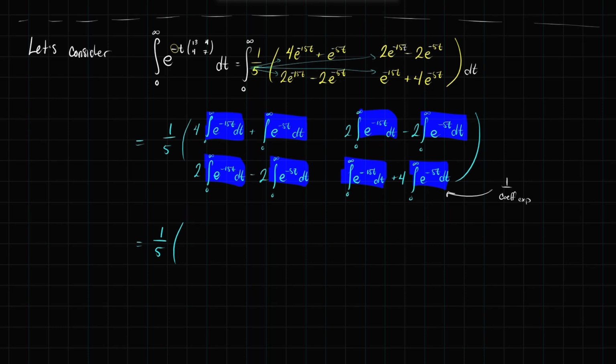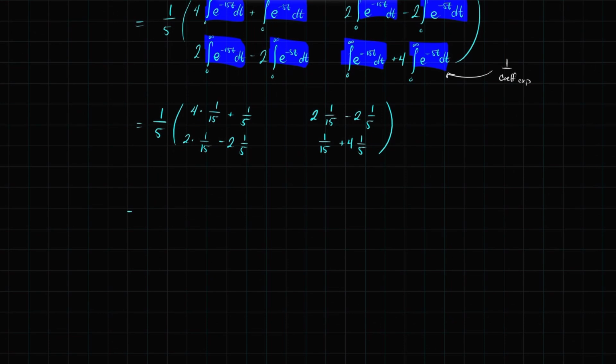That gives me 4 copies times 1 over 15 plus 1 over 5. So not the negative sign, right? I keep the positive sign there. I have 2 copies of 1 over 15 minus 2 copies of 1 over 5. And I have 1 copy of 1 over 15 plus 4 copies of 1 over 5.